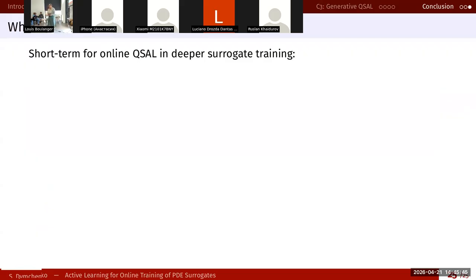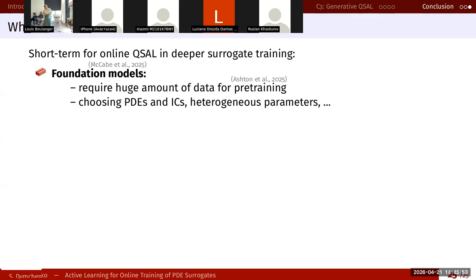And so what is next? There are some short-term ideas for online query synthesis active learning. First, foundational models in AI for scientific computing gain popularity. Those are models that are pre-trained on different types of PDEs and then can be used for some downstream tasks.